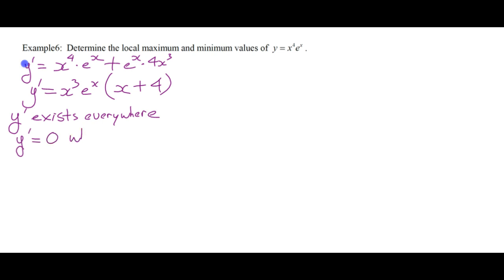And y prime is equal to 0 when x equals 0 and x is equal to -4. Okay. So our critical numbers are -4 and 0. Right? So I'm going to write that down just because I always write that down. So we've got a set of 2 numbers. The critical numbers are -4 and 0.